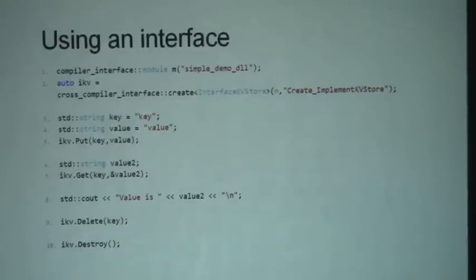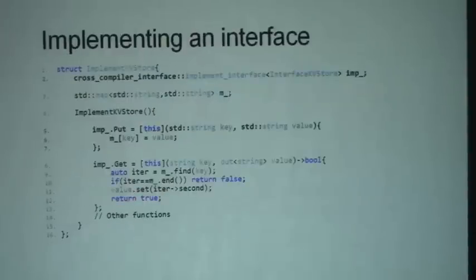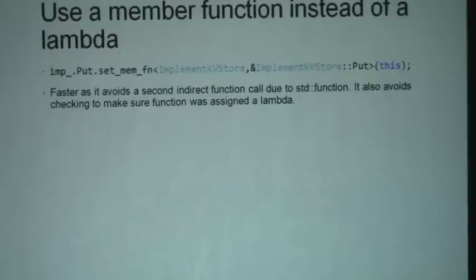How you use it, this is the thing that basically loads a module and you ask it to create an interface, create interface from this function. Implementation, like JavaScript. Now if you want to use a member function instead of a lambda, you can do that. There's a thing called set member function and it takes these as template parameters. Basically, because the compiler can see this, it should be able to avoid the second indirect function call. Because std function, with the type erasure, you're going to take another indirect function call. So this limits it from 2 to 1.